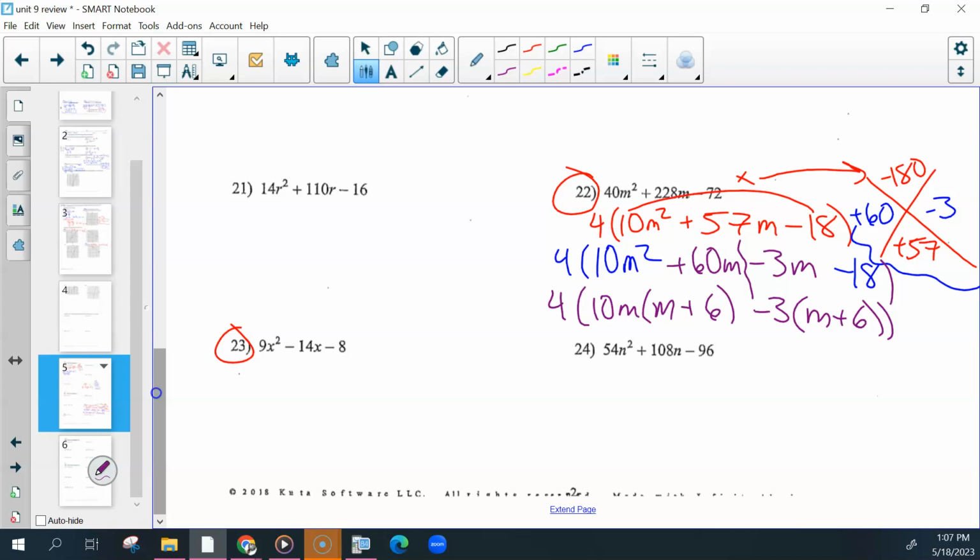Then you can rewrite everything as one answer. Keep bringing down that 4. 10m minus 3, the things on the outside get put together. And m plus 6. And that would be your final answer. What questions do we have on that process before we do this last one?